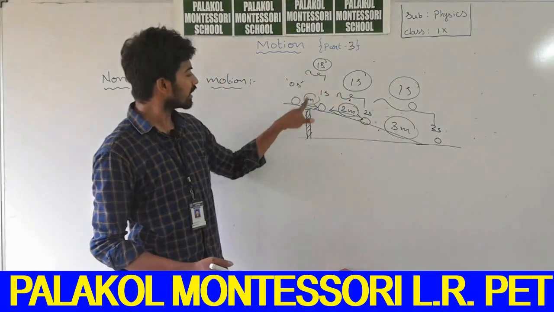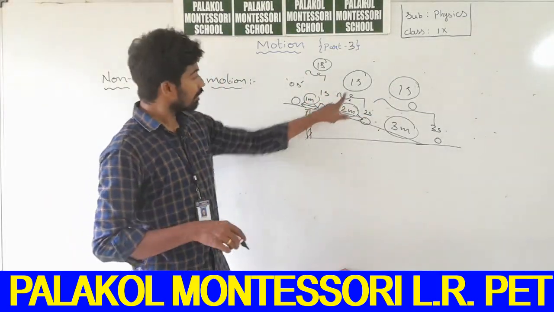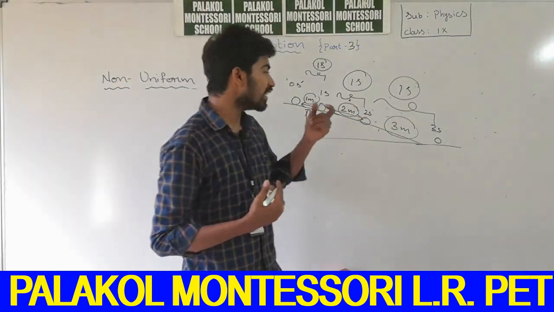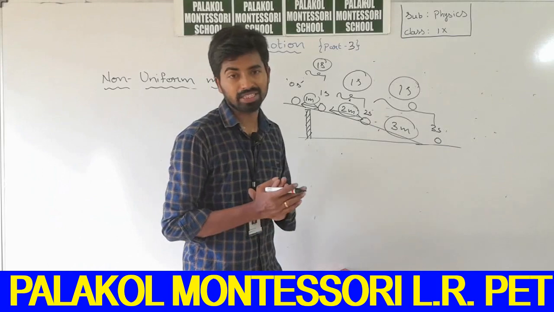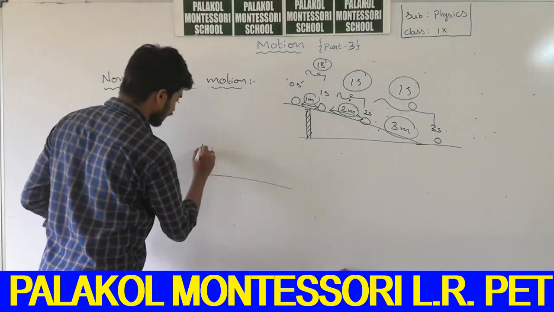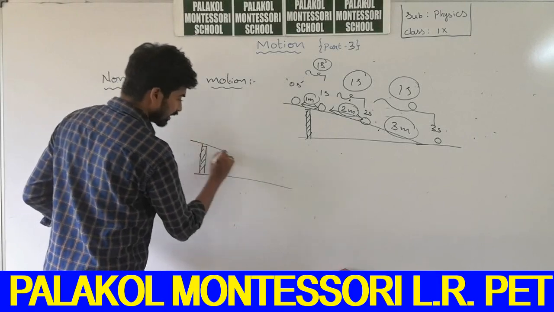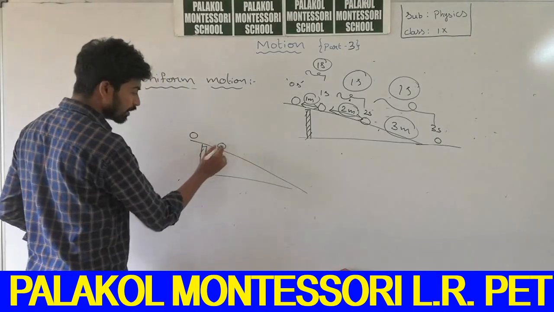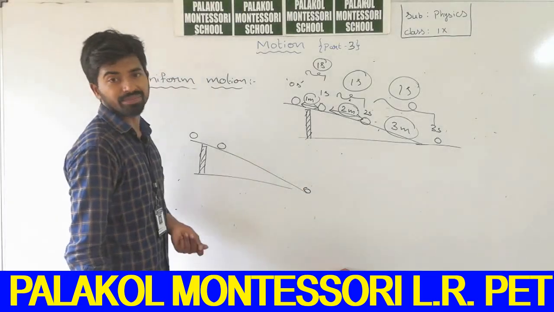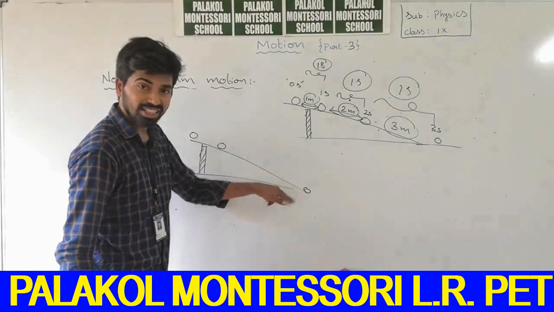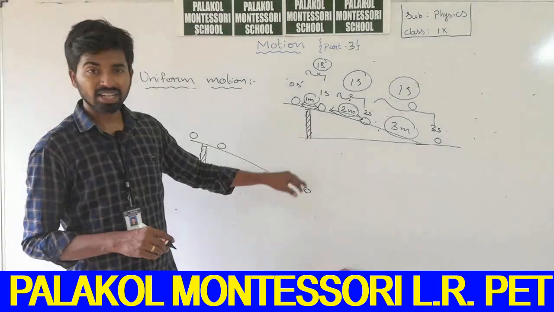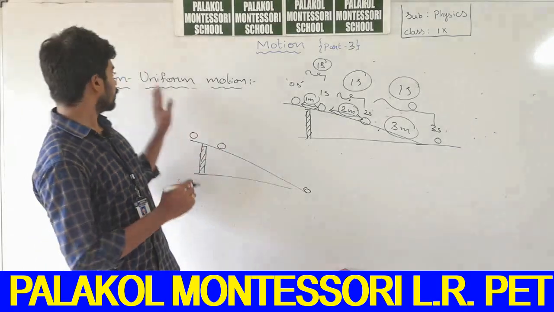For the same 1 second, it travelled 1 meter. For the same 1 second, it travelled 2 meters. For the same 1 second time gap, it travelled 3 meters. So, what was happening? On an inclined plane, the speed is increasing. Here it has low speed, and when it reaches the ground it has high speed. The velocity is increasing. Speed is changing, and hence this motion is non-uniform motion.